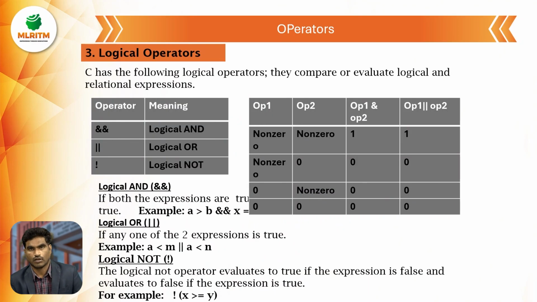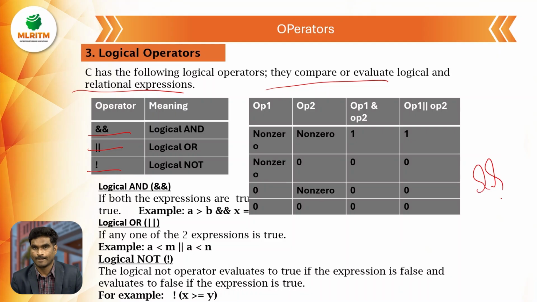Next one is the logical operators. They are used to compare or evaluate logical and relational expressions. Here, the logical operators are logical AND, logical OR, and logical NOT. Logical AND is represented by a double ampersand, logical OR by double pipe symbols, and logical NOT by an exclamation mark.